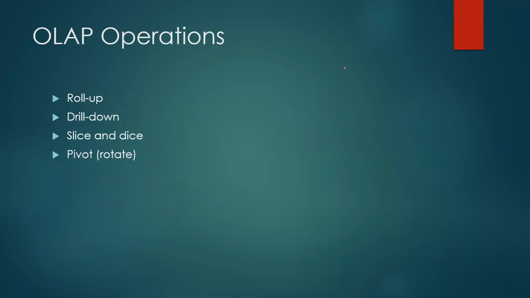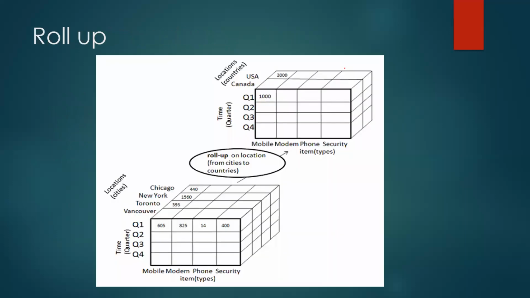Now, if you talk about the OLAP operations itself, since OLAP servers are based on multidimensional view of data, we will focus our OLAP operations only in the multidimensional view. That's what we've been talking about, right? And there are four main types of OLAP operations. They are your roll up, drill down, slice and dice, and pivot. Let's see what each of these things mean.